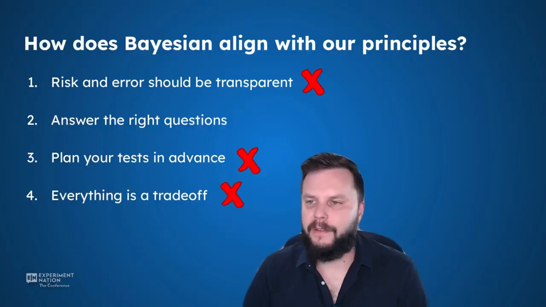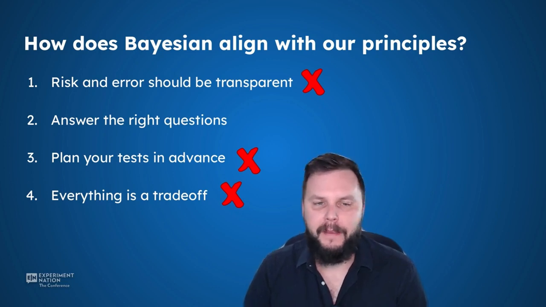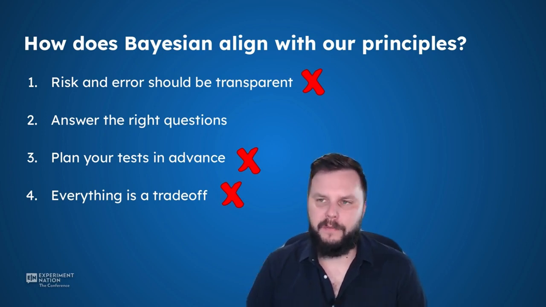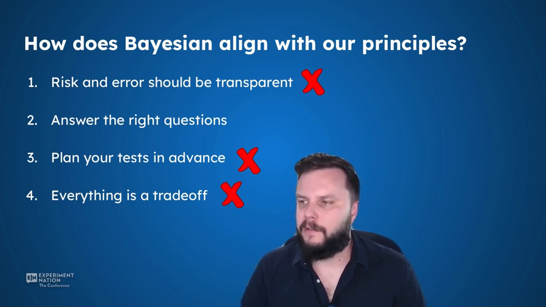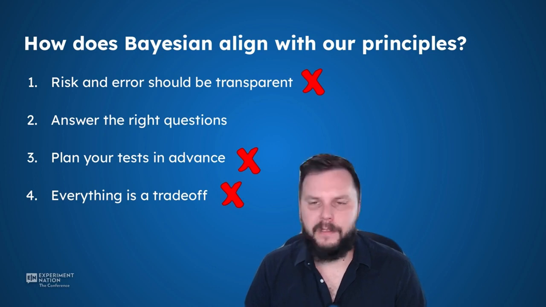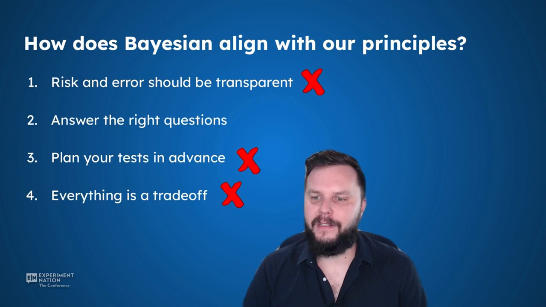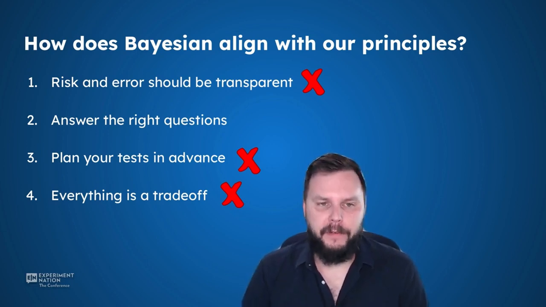So let's see here. How does Bayesian align with the principles that we established before? Risk and error should be transparent. It's a big red X for that one, because there's no conception of some of these errors in Bayesian. It all boils down to one percentage. You don't get to know about statistical power and false negatives, and you sort of get an idea of false positives, but you have to infer that, and it's not really correct according to the definitions of what Bayesian is telling you. So yeah, it fails on that one.